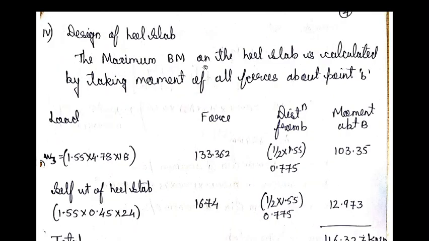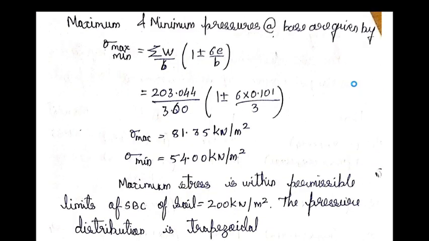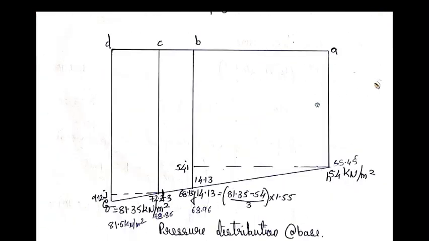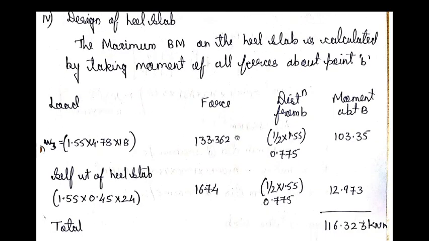So the maximum bending moment on the heel slab is calculated by taking the moments of all forces about the point B. So where is that point B? So as you can see, the point B is here. So all the pressure distribution will be taken at this point and the moments are calculated.